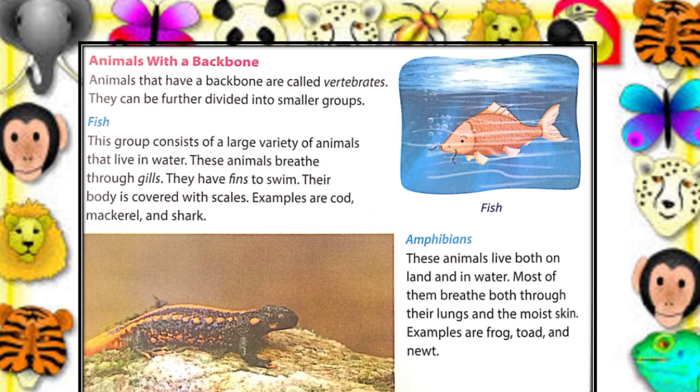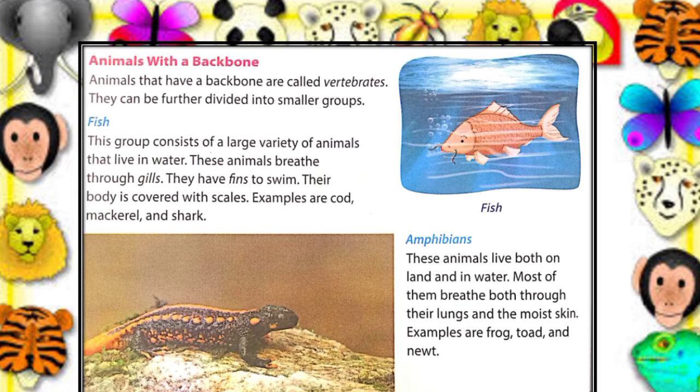And they are cold-blooded animals, which means their internal body temperature changes as the surrounding temperature changes. So, this group consists of a large variety of animals that live in water, and these animals breathe through gills, and they have fins to swim, and their body is covered with scales.